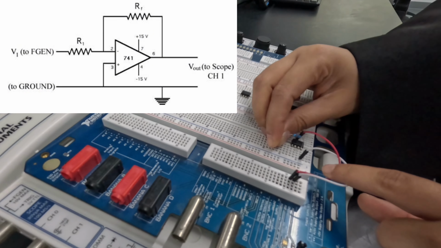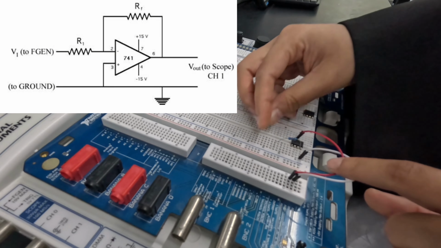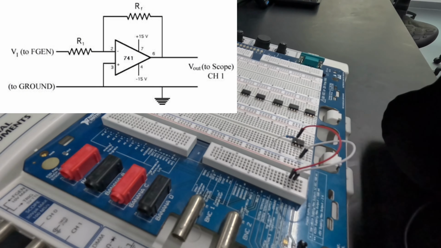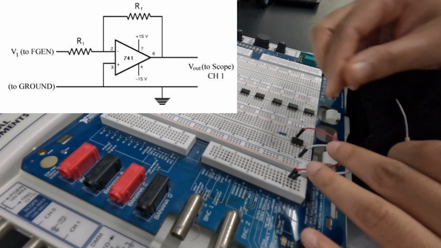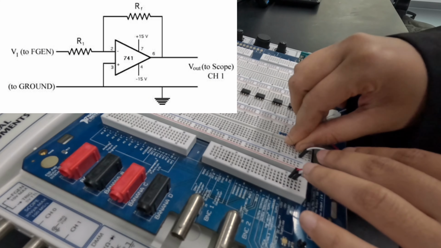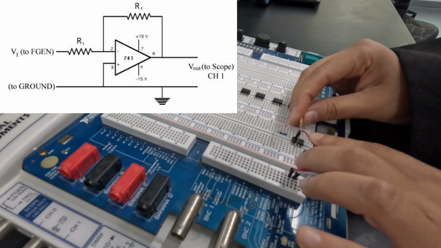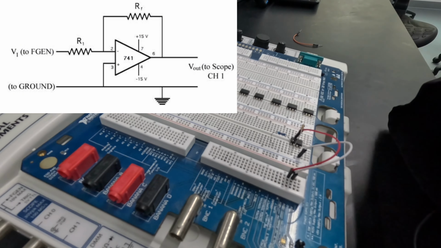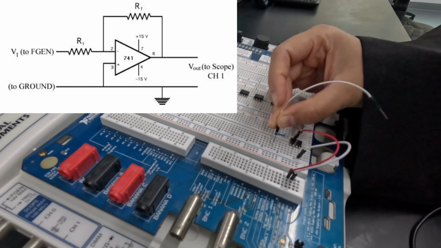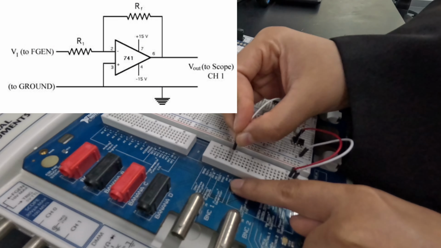And then take it anywhere else. RF is going to be connected between pin 2 and pin 6, which is the output. I'm going to make some space. This is pin 6. R1 is connected to the input that we get from the function generator.